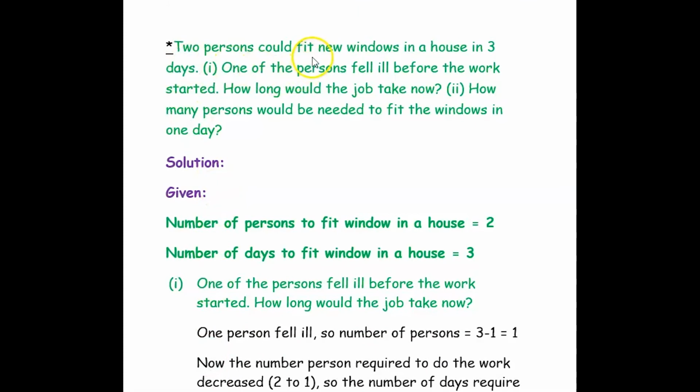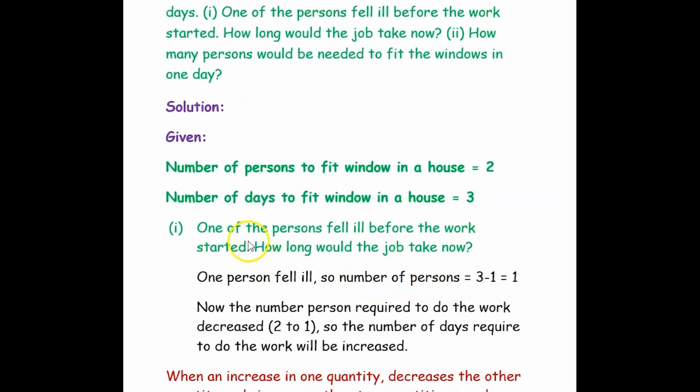Two persons could fit new windows in a house in 3 days. One of the persons fell ill before the work started. How long would the job take now? How many persons would be needed to fit the window in 1 day? So we have two questions in this. So what's given? Number of persons to fit the window in a house is 2, and the number of days to fit a window in a house is 3.